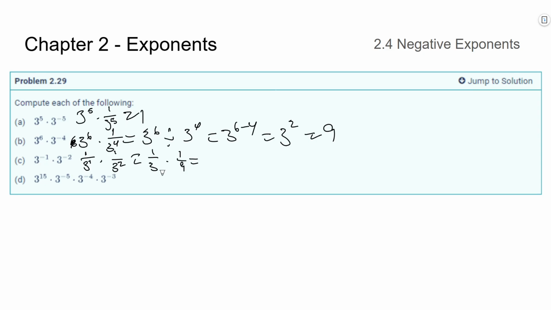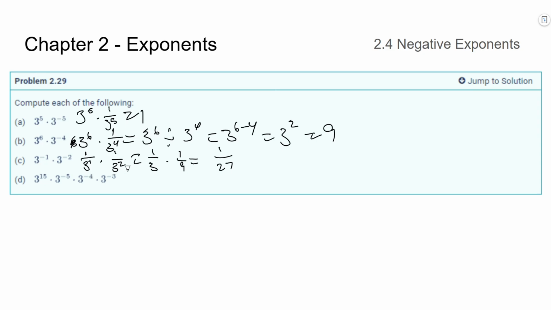So let's convert that to division. Actually, you know what? That's not going to really help us to do division, will it? Let's just do fraction multiplication. I think that'll be a little bit easier than doing 1/3 divided by 9. So that's going to end up being 1 over 27.